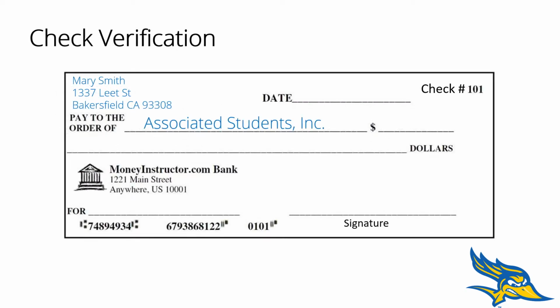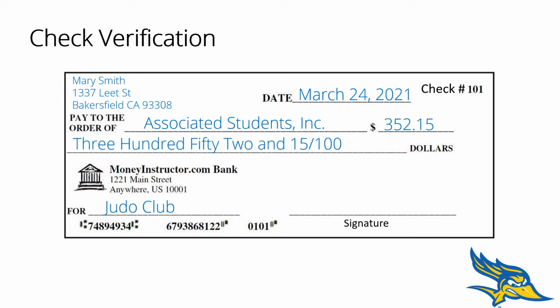Checks should be made out to Associated Students Incorporated, or ASI. It is helpful to put the club's name in the memo section but not required. The date should be the date the check was signed, not before or after. The numerical amount and the written amount should match. And look for signs that the check may have been altered.